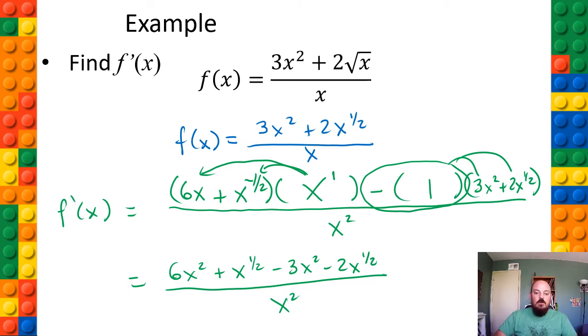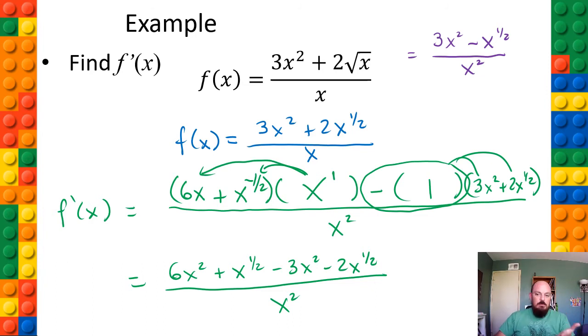Now if we combine our like terms, I'm going to move up to the top here. I'm kind of running out of space. Switch colors here. If we combine our like terms, we have 6 minus 3, we have 3x squared. And then we have 1 minus 2, which would be minus x to the 1/2. And the whole thing is over x squared.